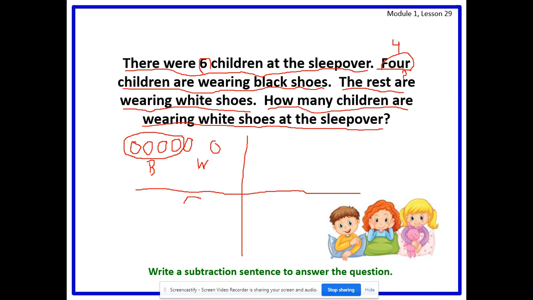Now let's go ahead and draw a number bond. And since we answered already most of our questions, we should already know what is our whole number. Get ready. 6, right? Because that's the total number of children at the sleepover. How many are wearing black shoes? Get ready. 4, which is our part.